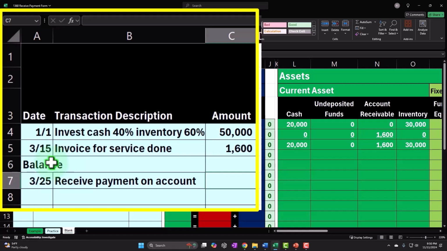And if it's a receive payment data input form, that means that some kind of cash or some payment is going up, and the other side is going to decrease the accounts receivable. So this is going to be for the 1,600. So did we receive cash? We're going to say yes, we got cash here.